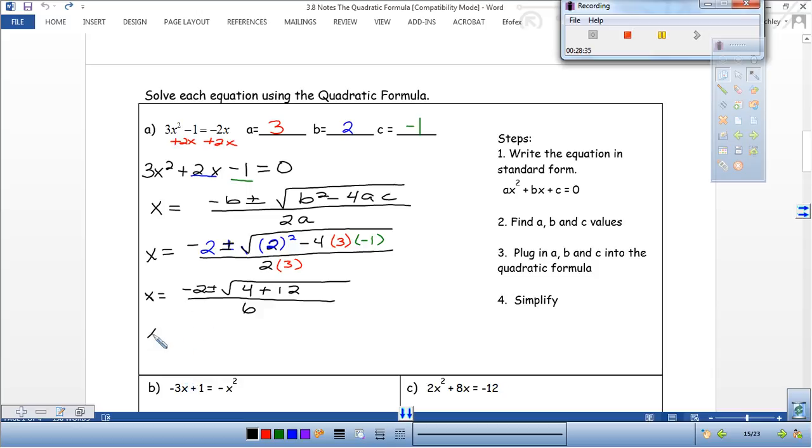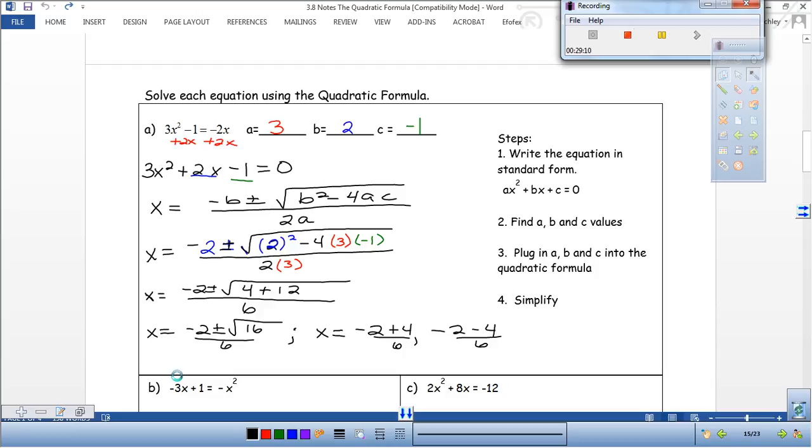Okay, then we're going to get x equals -2 plus or minus the square root. 4 plus 12 is 16, all over 6. Okay, class, do you know what the square root of 16 is? 4. So x equals -2 plus or minus 4. I'm going to split it up because I have a positive 4 over 6, and I have the negative 4 over 6, because this is a plus or minus sign there.